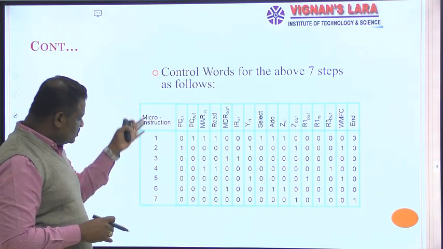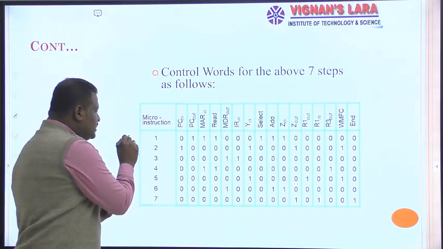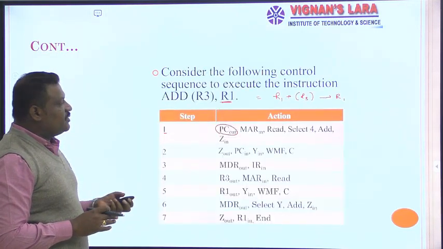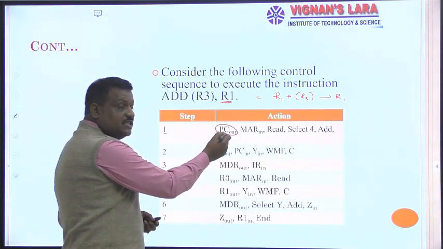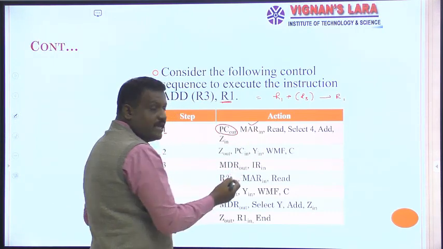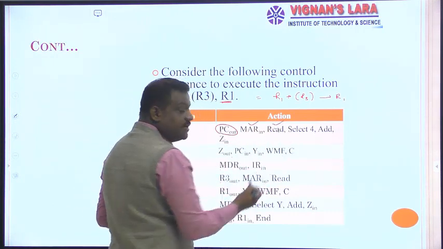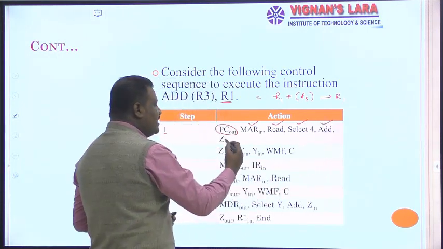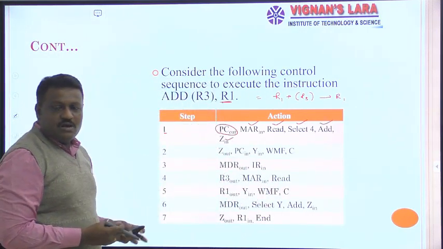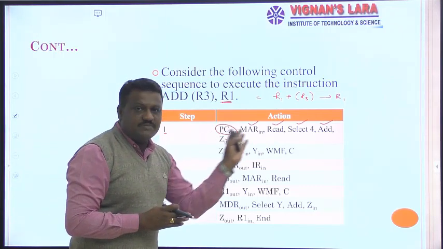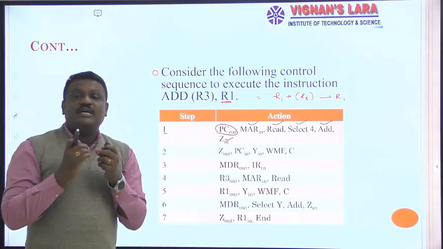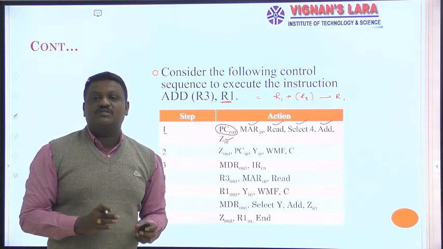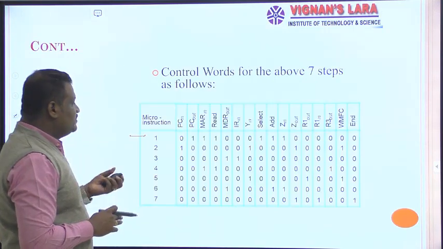See here friends, those are the 7 control steps. Assuming this is the first control step, what signals are needed? One is PC out, second is MAR in, third is Read, fourth is Select 4, fifth is Add, and sixth is Z in. Only these corresponding signal bits in my control word are set to 1 and the rest of the bits are equal to 0. That I will show in the next slide.